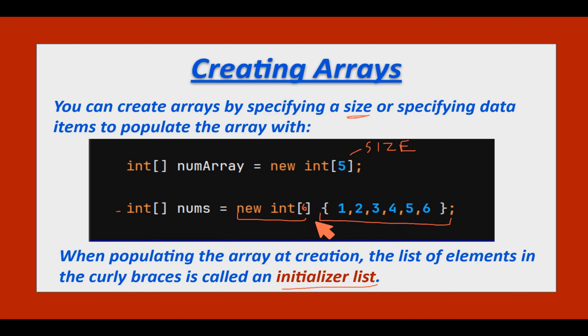And see, in Java, you don't need to put a size in there when you initialize with an initializer list, because the size is implied. Because if I give you 6 things, your array is going to be size 6. So you don't need to put the 6 in there. So that's how you create arrays in Java.